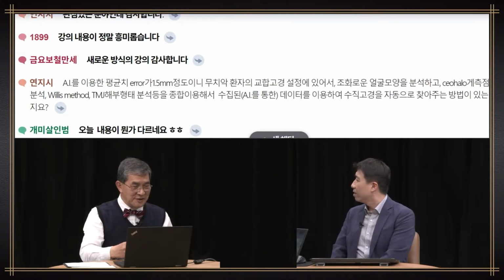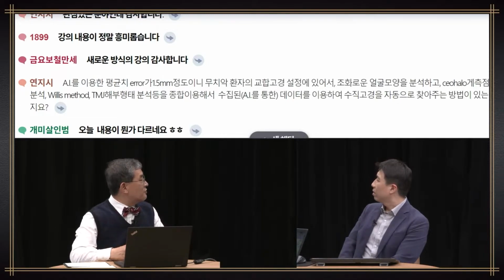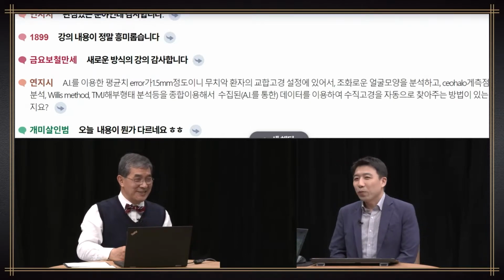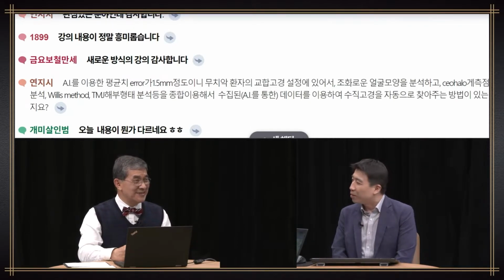ID Yeonji-shi: The average error using AI is 1.5 millimeters. Therefore, in terms of setting occlusal height in an edentulous patient, if you analyze balanced facial form, do cephalometric analysis, the Willis method, and analyze the anatomical form of the TMJ, if you gather all that information based on AI, is there a way we can get the vertical height automatically? It seems like a difficult question. Will we be able to get the vertical height automatically?